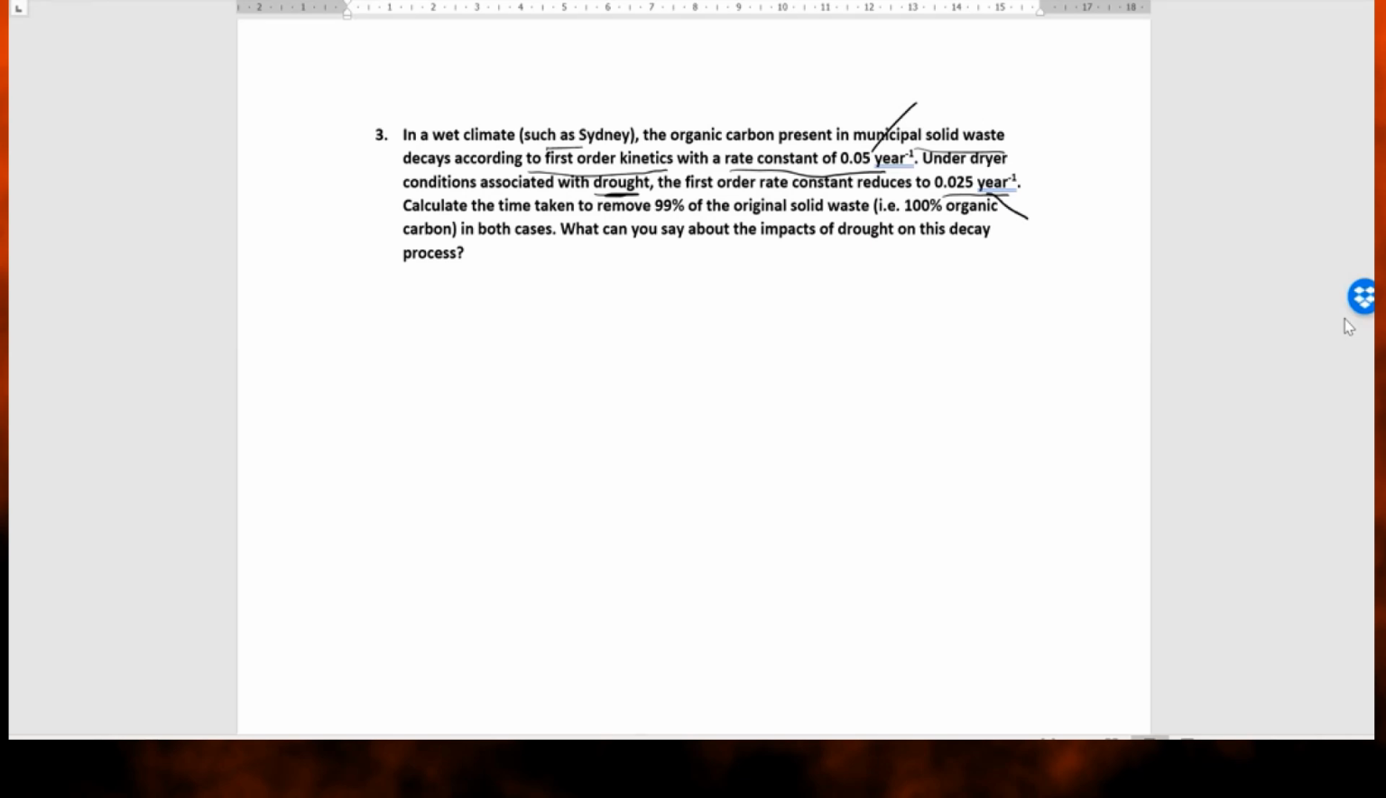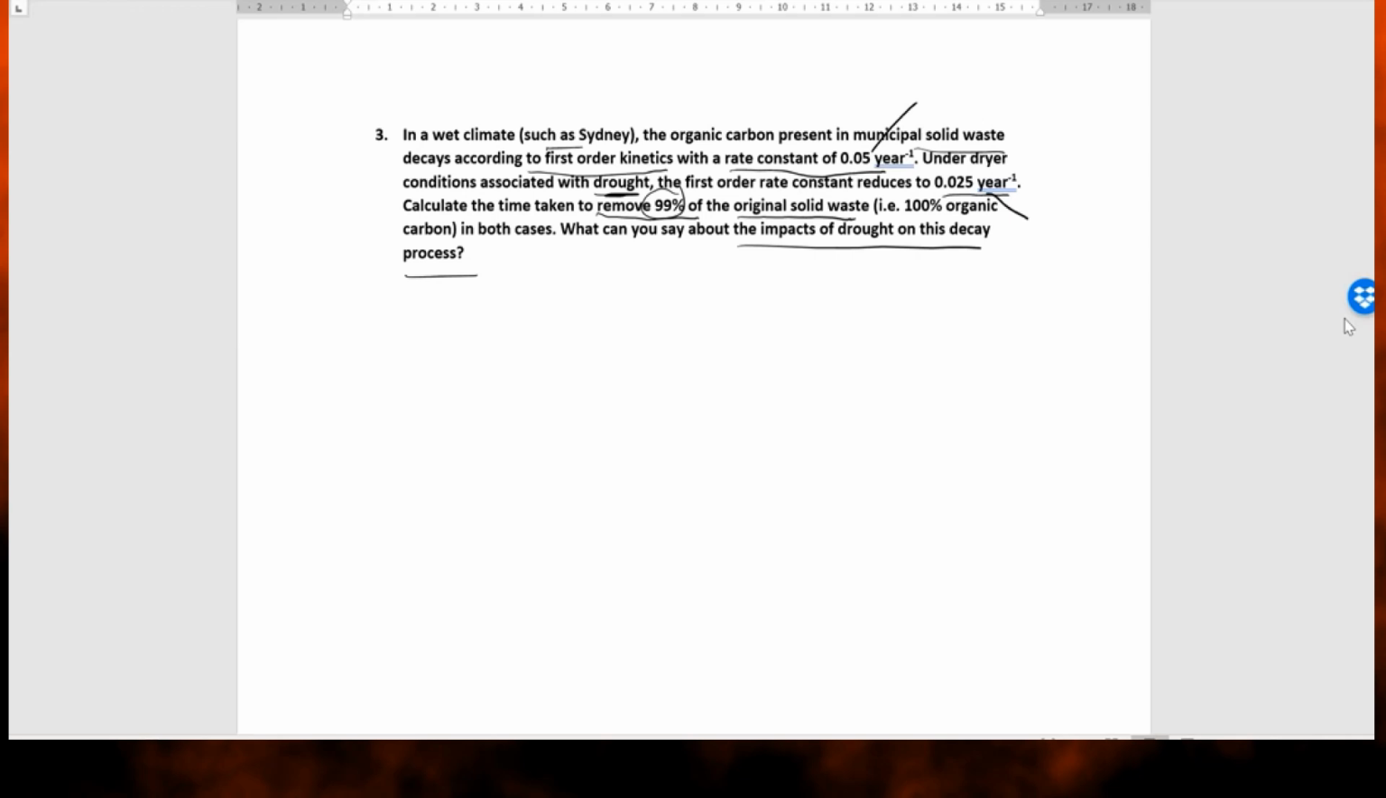Calculate the time taken to remove 99% of the original solid waste. Everything is organic carbon in both cases, so you need to remove 99%. What can you say about the impacts of drought on this decay process? What is the difference between wet and dry season? Okay, so what do we do with this one?